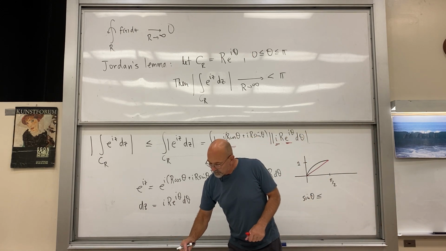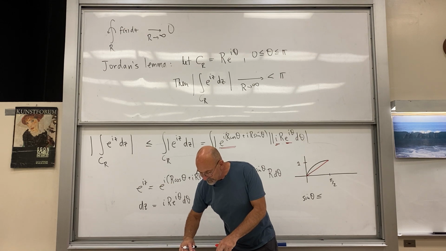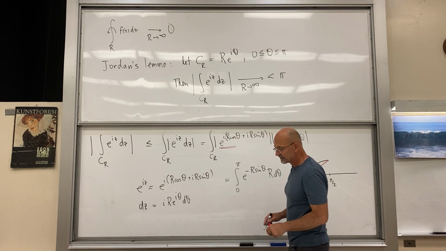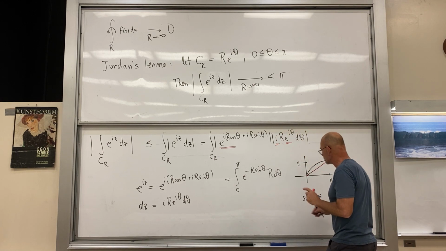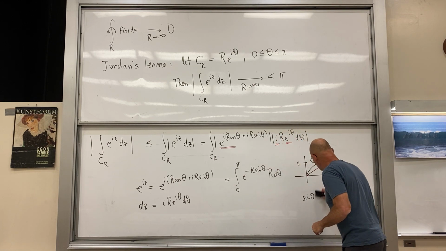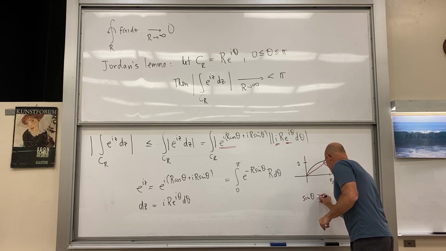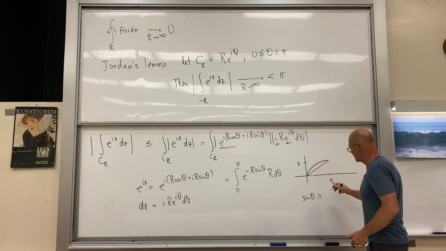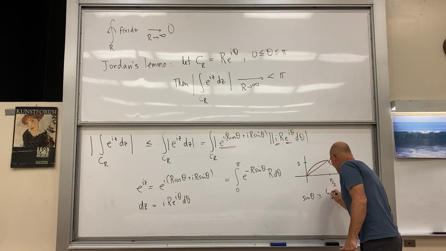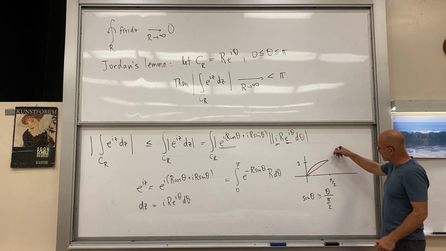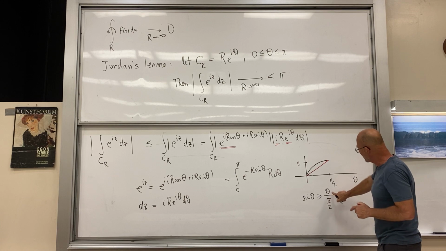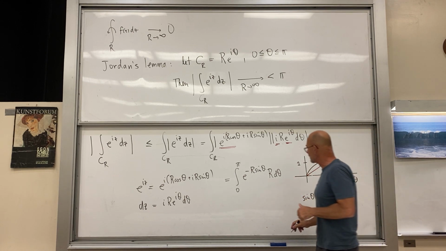Make sure I'm not missing anything. Oh, other way around. Good thing I got that. So sine of theta is greater than or equal to this straight line, and this straight line is just theta divided by pi over 2, rise over the run, right? Theta axis over pi over 2. So there's the substitution we can make in here.